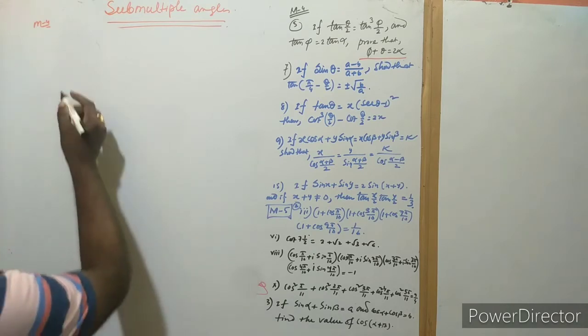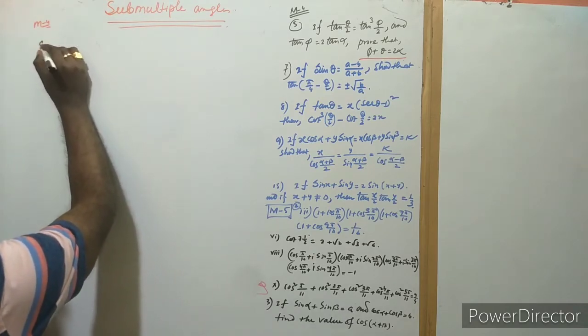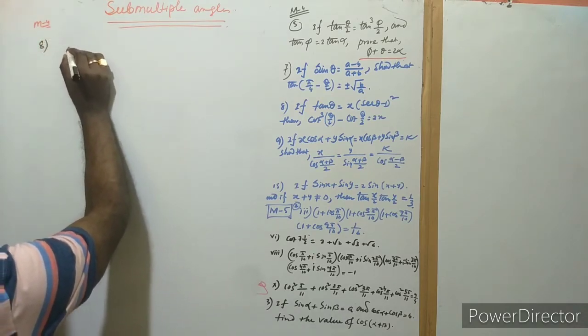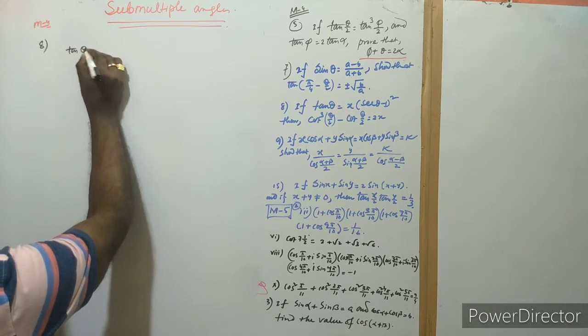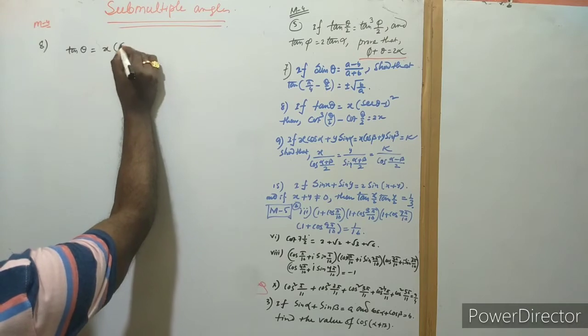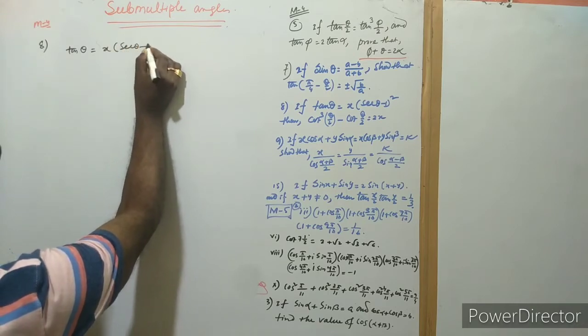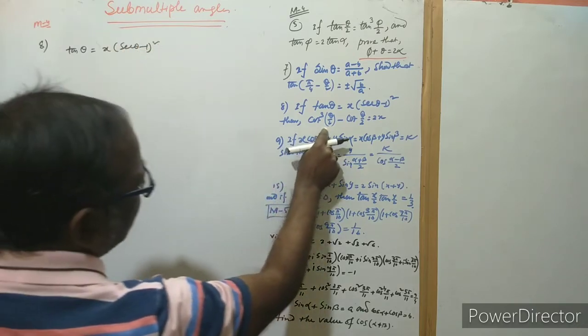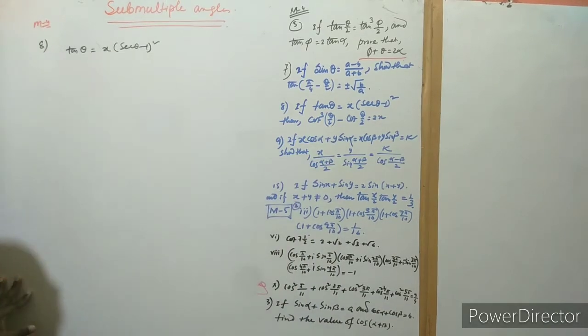And this is given that this is a rate tan theta, and this is equal to x into sec theta minus 1 whole square. But see, this is theta by 2. It is a submultiple pattern. So we have to break the theta in pattern of by 2.